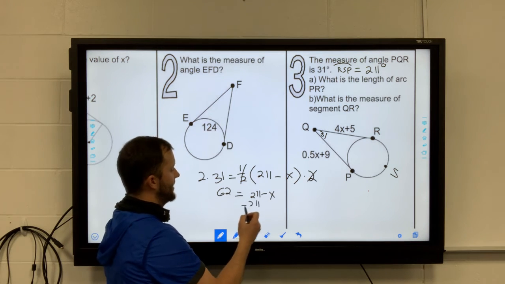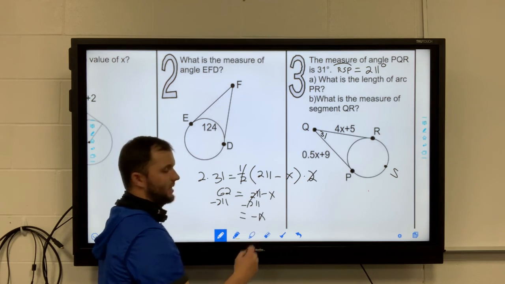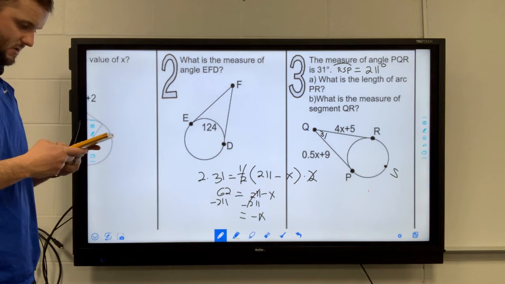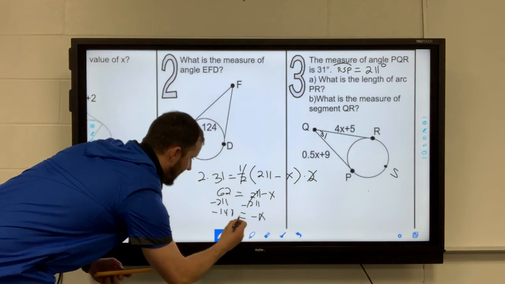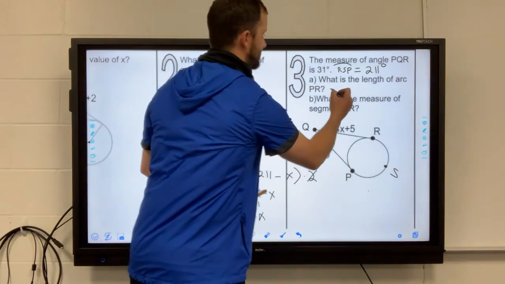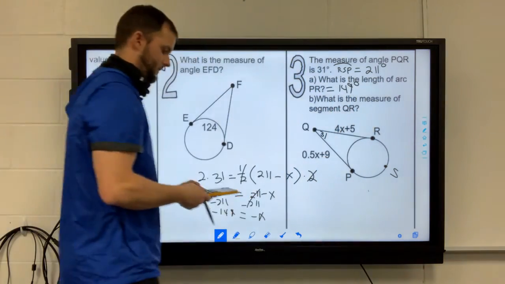Then I'm going to subtract 211 on both sides. So it's going to cancel. So I get negative x. And then 62 minus 211 is going to give me negative 149. I can't have a negative x, so my answer is going to be 149. So that means PR is going to equal 149 degrees, okay?